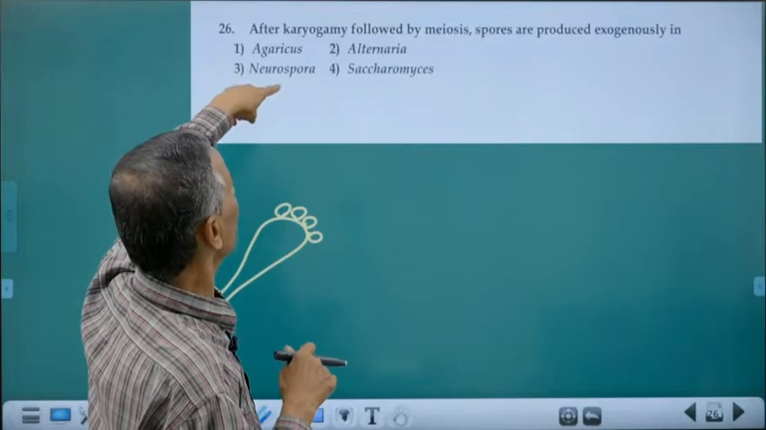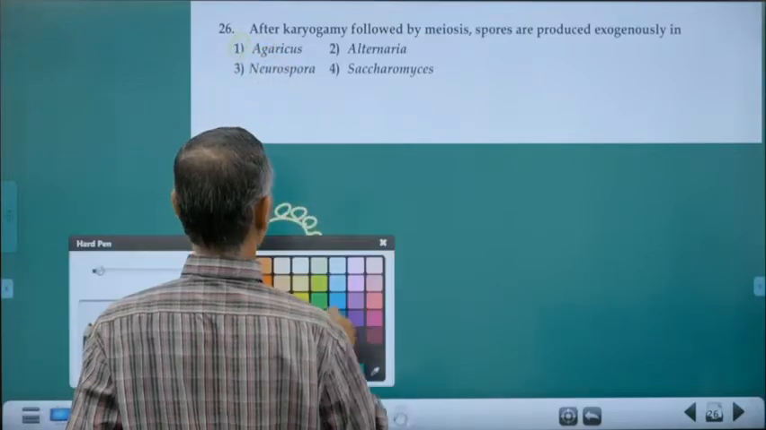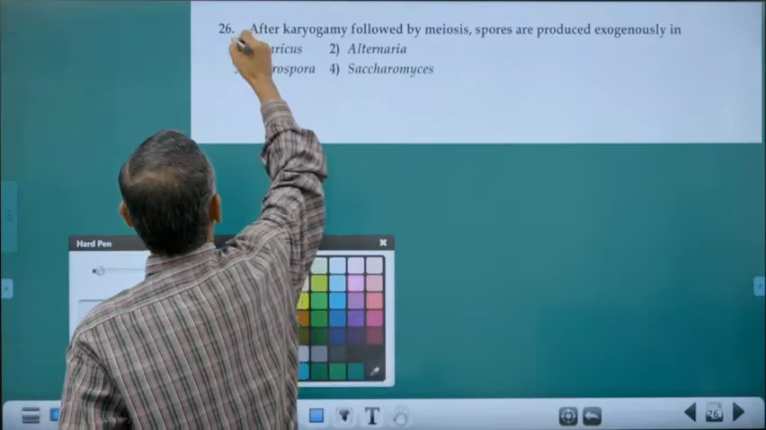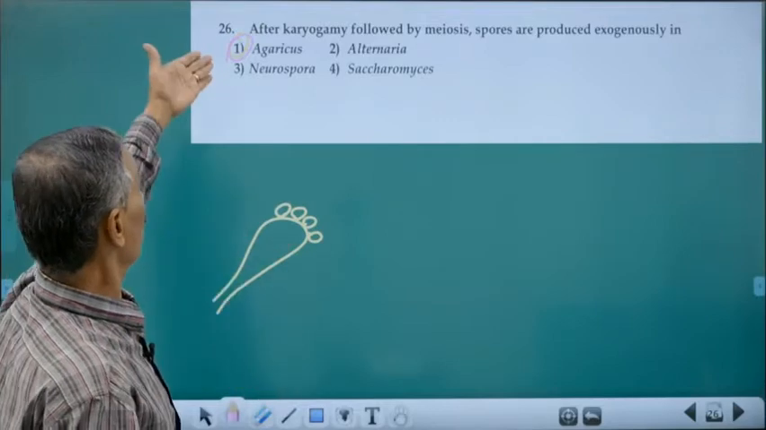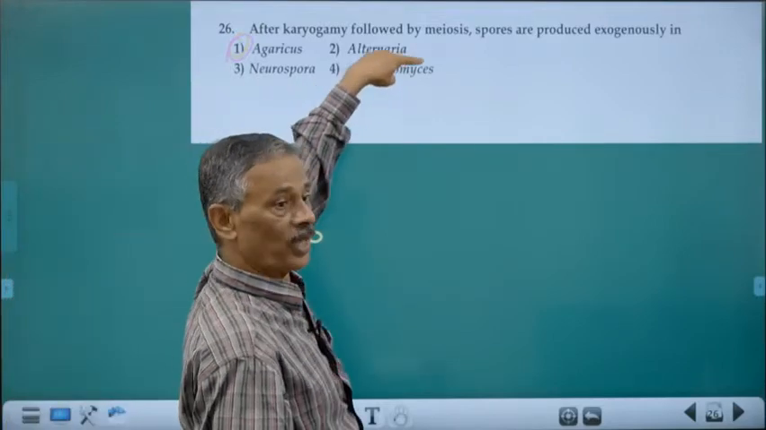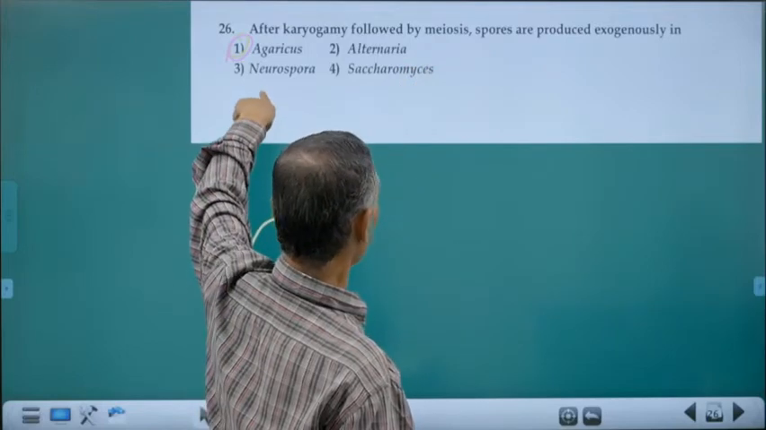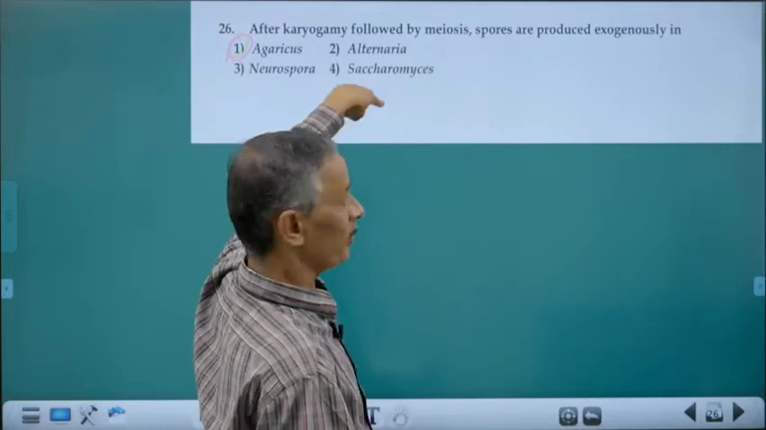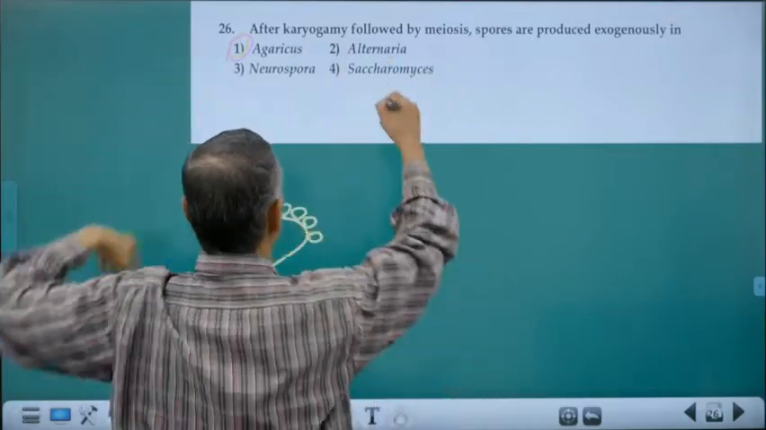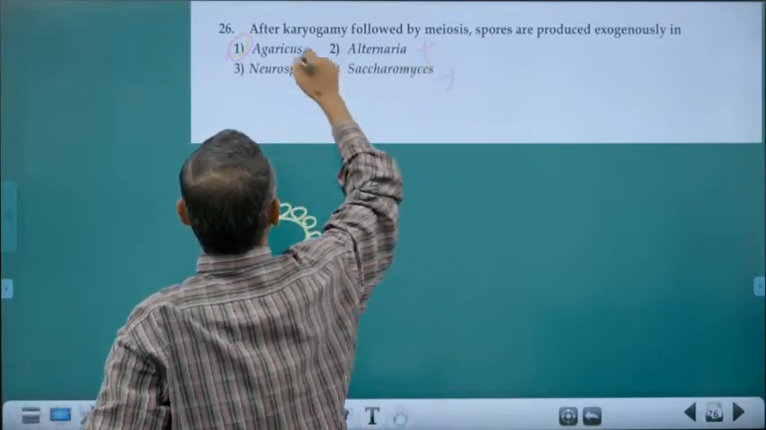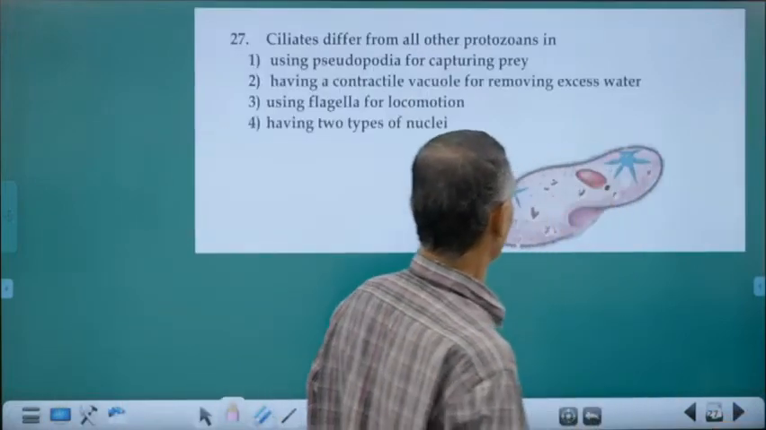So, who is a basidiomycete? Agaricus. See, Agaricus is a typical example of club fungi, basidiomycetes. Alternaria solani, Colletotrichum, etc., are deuteromycetes. Neurospora is an ascomycete. Saccharomyces belongs to ascomycetes. So all others are wrong. Only one option is right, basidiomycetes.